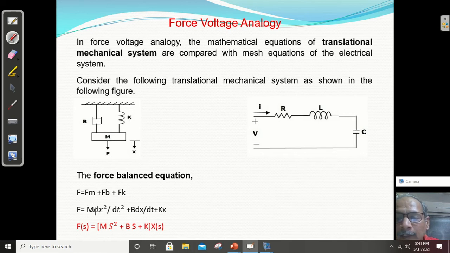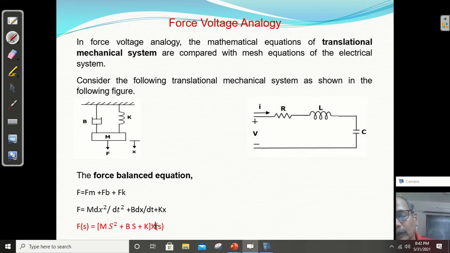Fm equals m d square x by dt square, as we have studied in the last presentation. Fb equals b dx by dt, and Fk equals kx. If you take the Laplace transform of this equation, F of s equals m s square plus b into s plus k, times X of s, where X of s is common. We have studied this part in the last lecture.